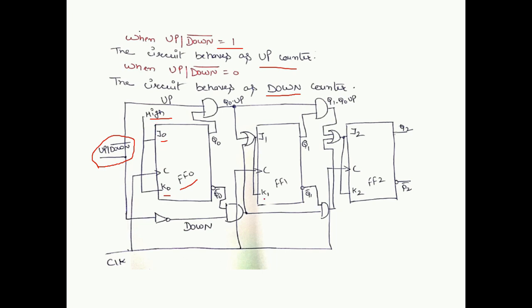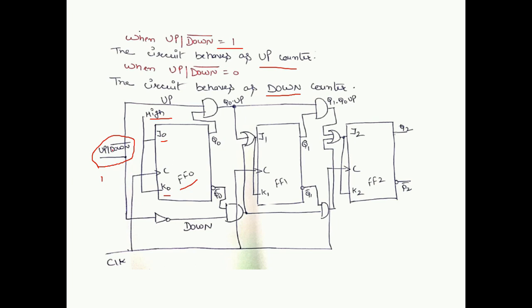Now what about J1, K1? First of all, for the upward connection, Q0 dot up, that is for the up connection, Q0 bar dot down for the downward direction, and both the signals have been given to an OR gate. So that means when this signal is equal to 1, that is we require an up counter. So 1 dot Q0 will be Q0. On the other hand, 1 through NOT gate is 0. So 0 multiplied by anything is 0. So we will get the upward direction through Q0, Q1.